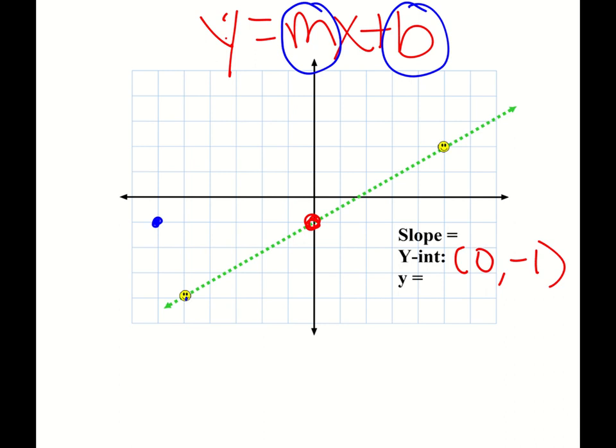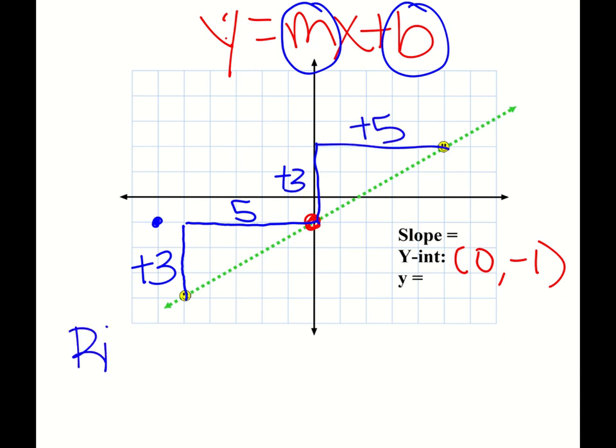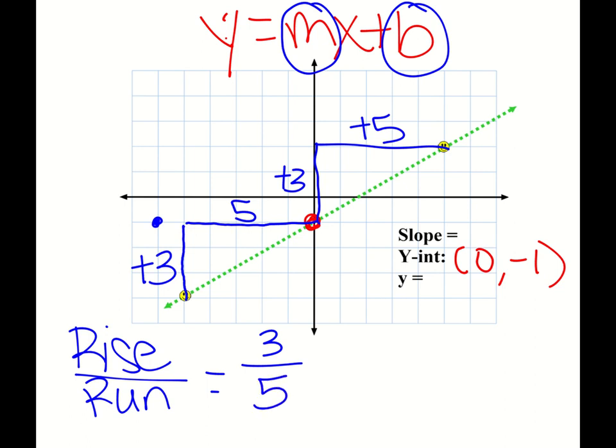So from this smiley face, if I think about my rise, I'm going up 3. And then if I go and do my run, I'm going 1, 2, 3, 4, 5, over 5. And I'm just going to double check that again with the next one. Up 3 over positive 5. So if I'm looking at my slope, it's rise over run. My rise was up 3. My run was over 5. So my slope is going to be 3/5.